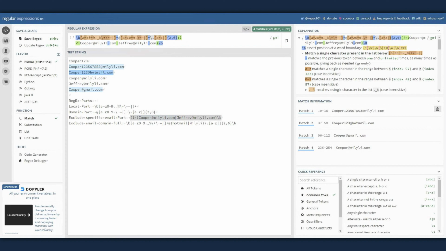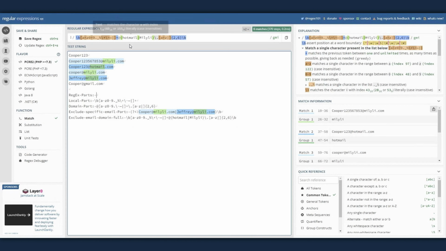This, as you can see, still matches on the other emails as intended, but not these two that I have delineated as such. Another creative way you can use this email regular expression would be to include only certain email domains. As you can see, it still runs the same way as the initial regular expression, but instead of looking for anything after the @ symbol, I'm only looking for Hotmail or Milyli, still followed by the .com, .edu, etc.